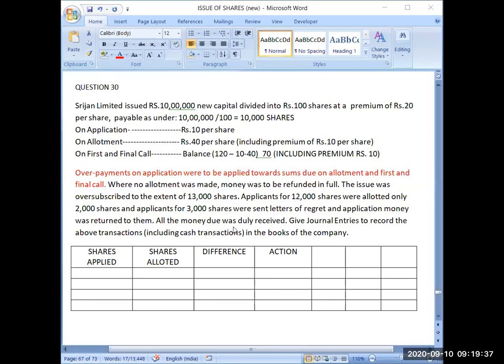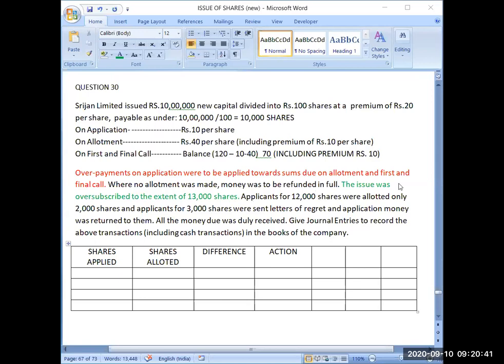The issue was oversubscribed to the extent of 13,000 shares. Okay. Now tell me total applications received. Okay, very good.